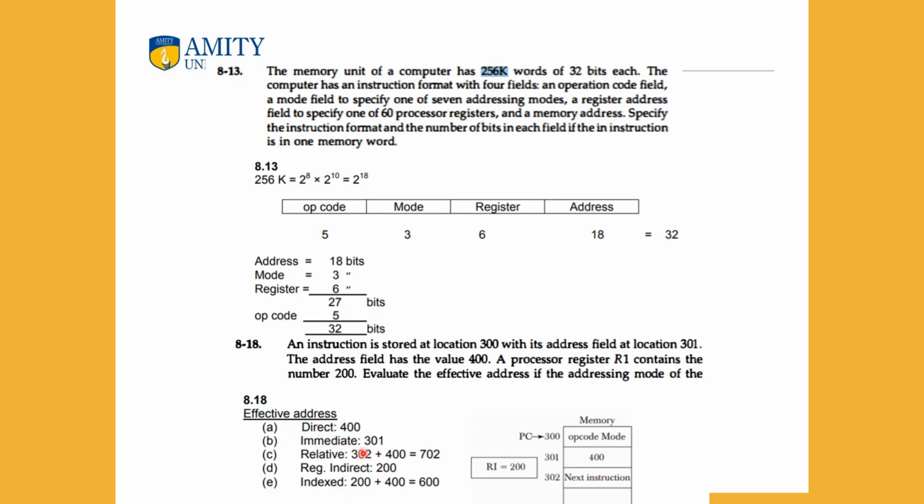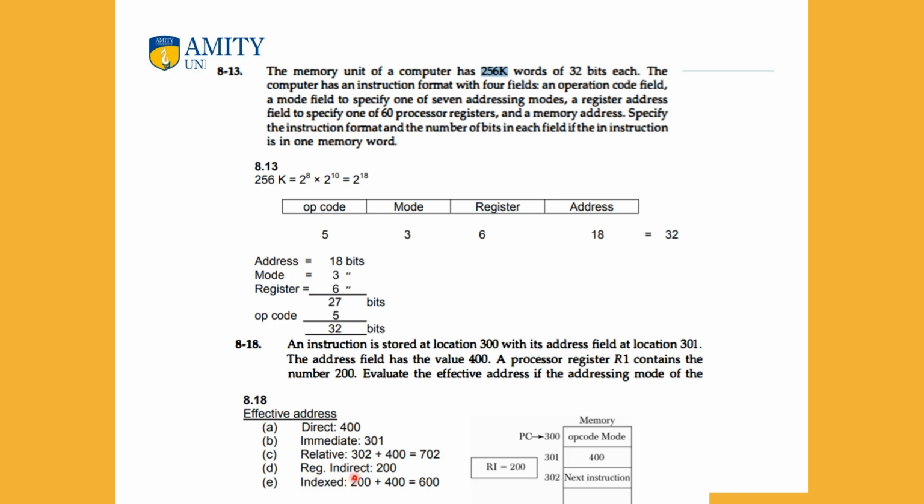The immediate address is 301, which points towards the effective address. The relative address will be 302 plus 400. The relative address is done where we add the direct address with the program counter. Program counter is always considered for the next instruction, so 400 plus 302 will be 702.